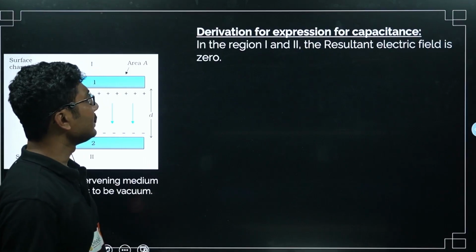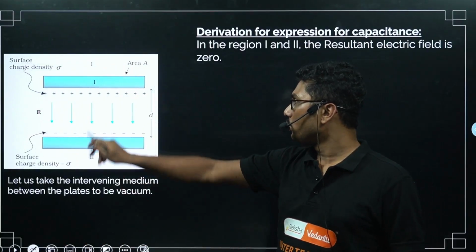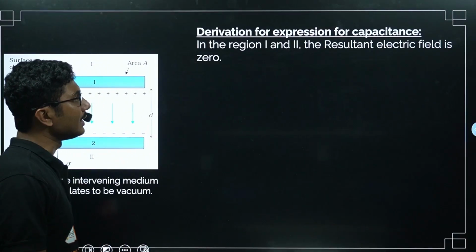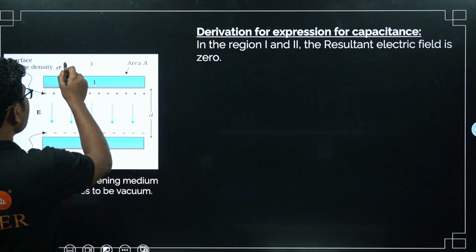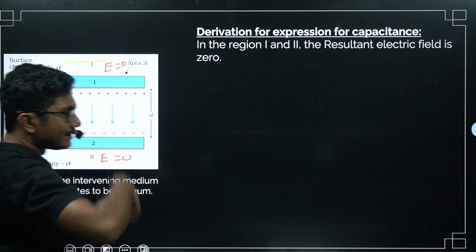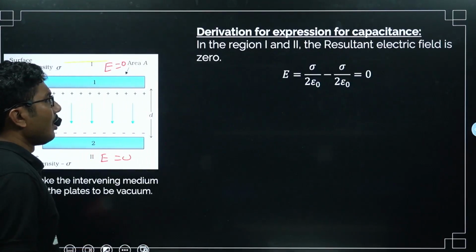So in the region 1 and 2, what are all the regions? Region 1, region 2, and that is the intermediate medium. In region 1 and 2, the electric field is 0. So here there is no electric field. Electric field is 0 here. The electric field only exists between the plates. Now why is it 0?